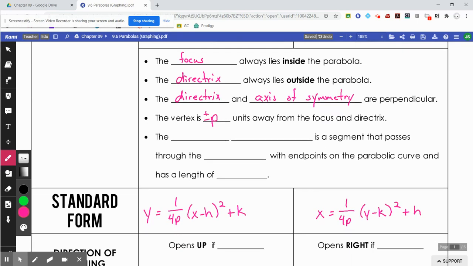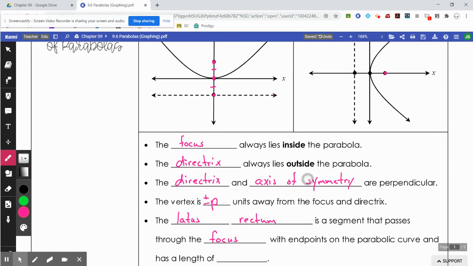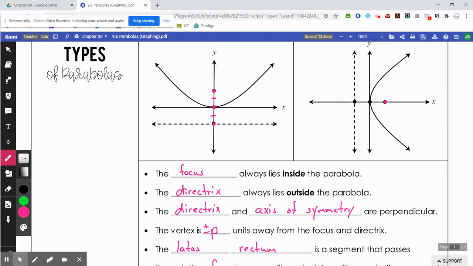The latus rectum. The latus rectum is a segment that passes through the focus. And let's talk about the length of it. The latus rectum is actually parallel to the directrix. Let's kind of draw it right here. This is the latus rectum. Okay, now let's talk about the length of this. Well, the latus rectum intersects the parabola here and here, passes through the focus.